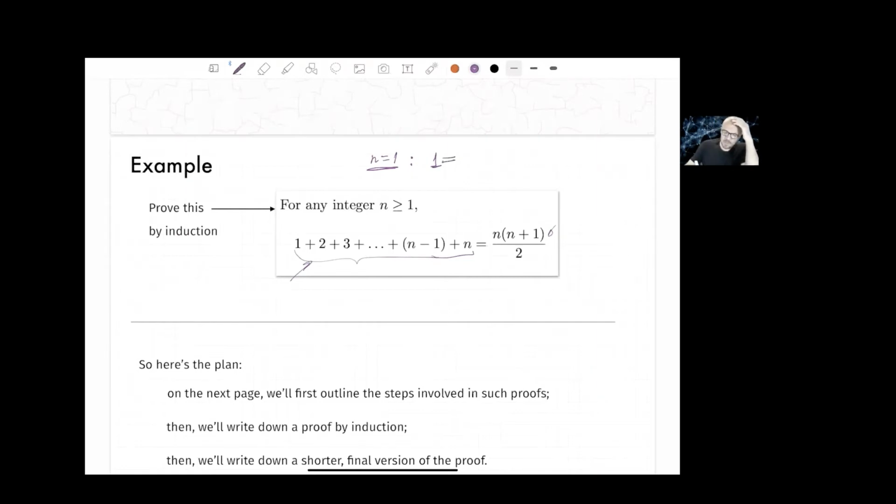So help me out. 0 plus 1? Sorry? 0 plus 1? Well, where does the 0 come from? N minus 1? Okay, all right. I'll get back to that comment. That's actually a good point.